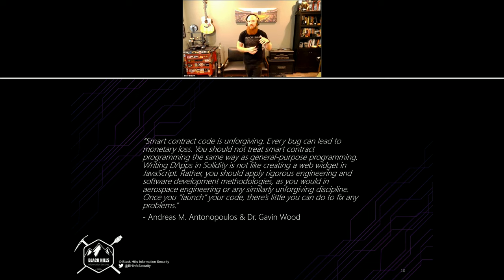You can't just think, oh yeah, we'll just patch that in the future if it doesn't work. You have to apply rigorous engineering and software development methodologies, as you would to aerospace engineering. If you're going to build a plane, you don't just say, oh yeah, that wing issue, we'll just patch that sometime in the future. No, you have to make sure everything's going to work successfully before you actually launch it, because one of the biggest things to be concerned with smart contracts is that they are immutable.